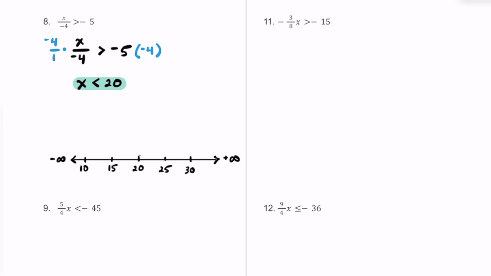Now I'm going to go ahead and put an open circle on 20 because x is not allowed to equal 20, it has to be less than it, and the numbers that are less than it on the number line are going to be to the left, so anything in this direction.